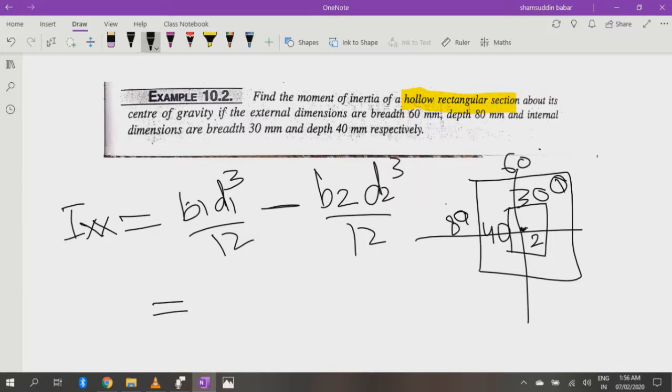We know that b1 is 60 and d1 is 80, b2 is 30 and d2 is 40. So we can simply find it with respect to this. For a hollow section we just need to put a negative sign for the figure which is cut out or hollow. So this was our first lecture.